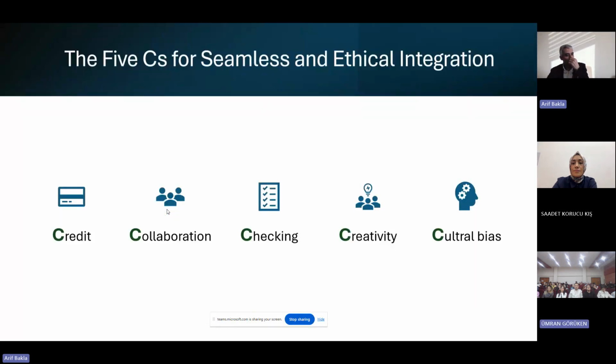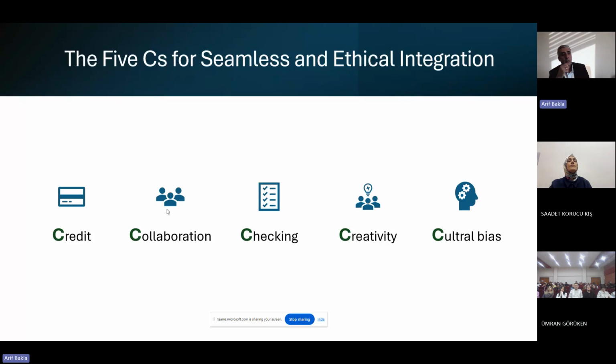So this should be the last slide: the 5 C's for seamless and ethical integration. We have been talking about the components, the content part of it. But we do have other aspects of using AI tools, like ethical issues. Whenever you use an AI tool, just give credit. It was created by so and so.